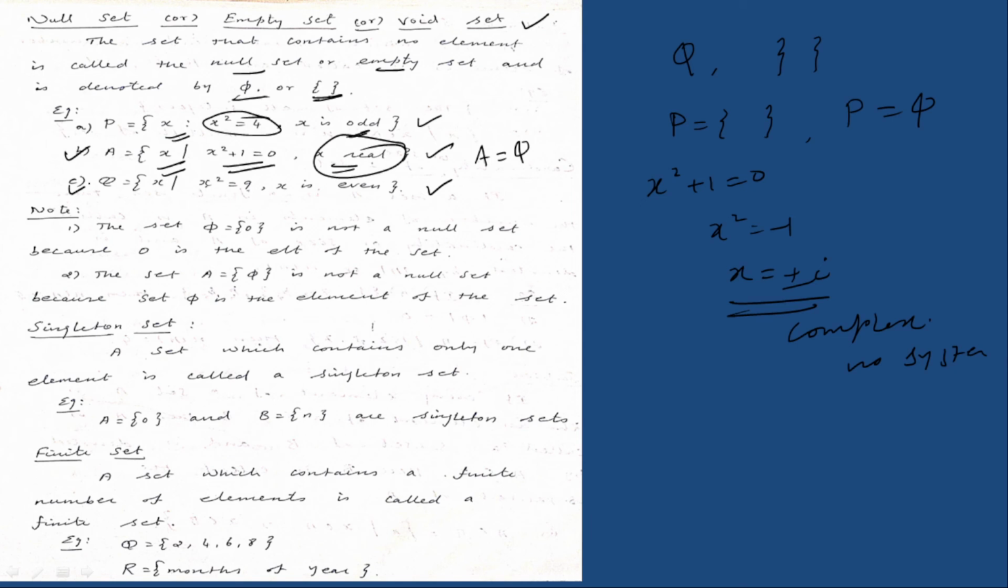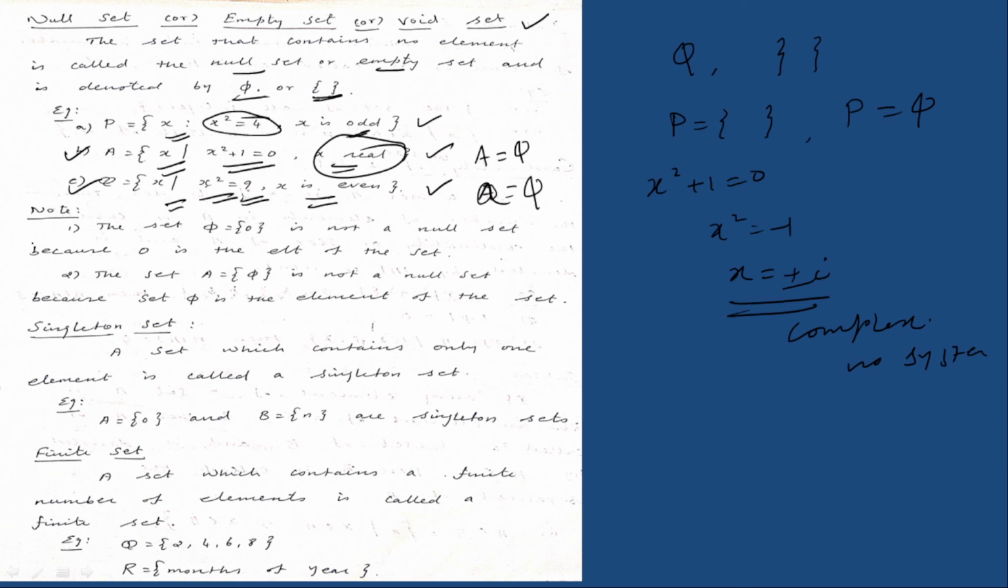The next one, Q is equal to the set of all x such that x squared is equal to 9, with the condition that x is an even number. By squaring an even number, you again get an even number. Here it is given that 9 is an odd number. So x squared is equal to 9 doesn't have any element. That means Q is equal to an empty set phi. So that's all. The null set means a set that consists of no element. That's an empty set.